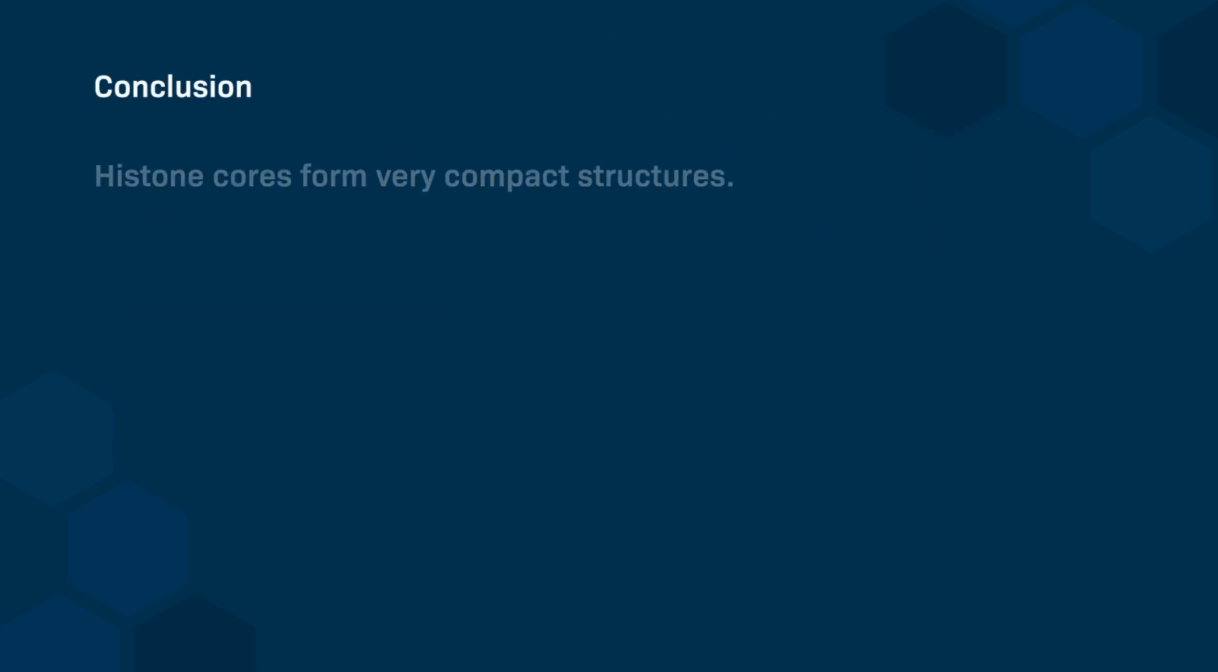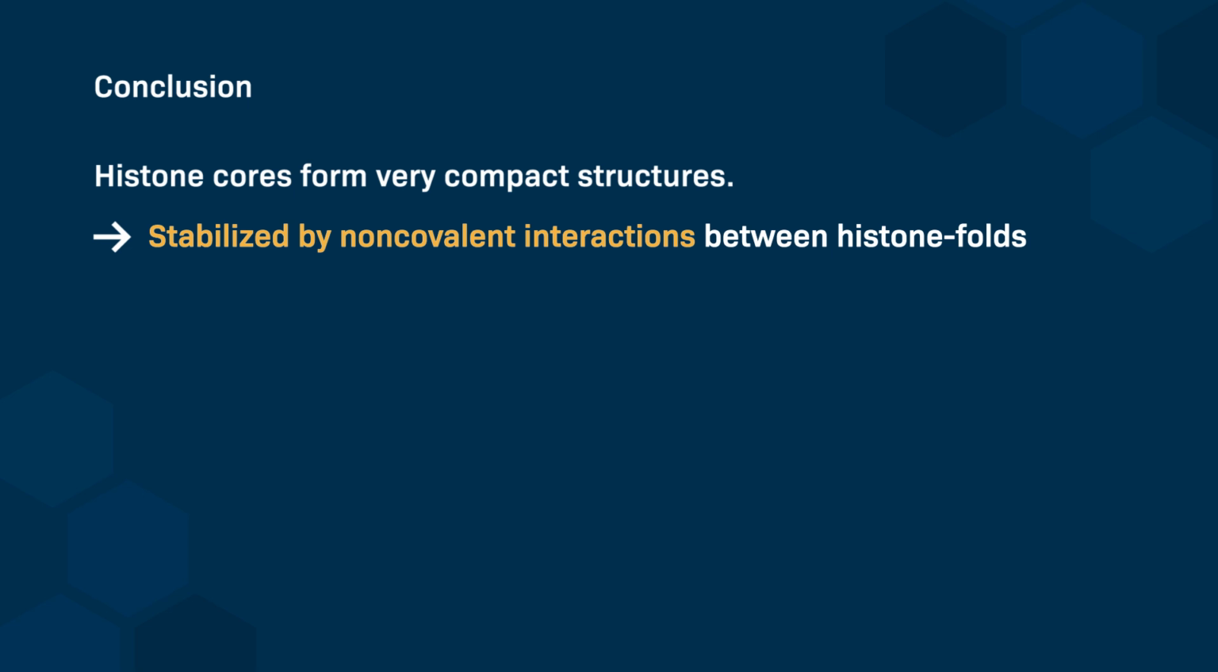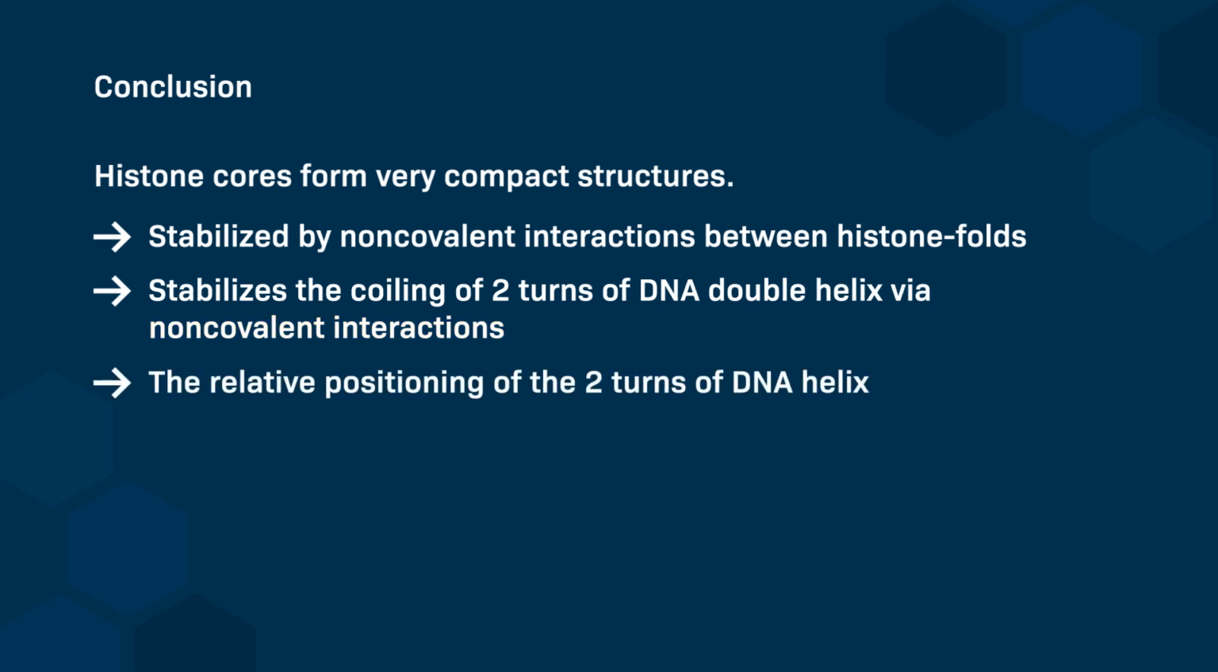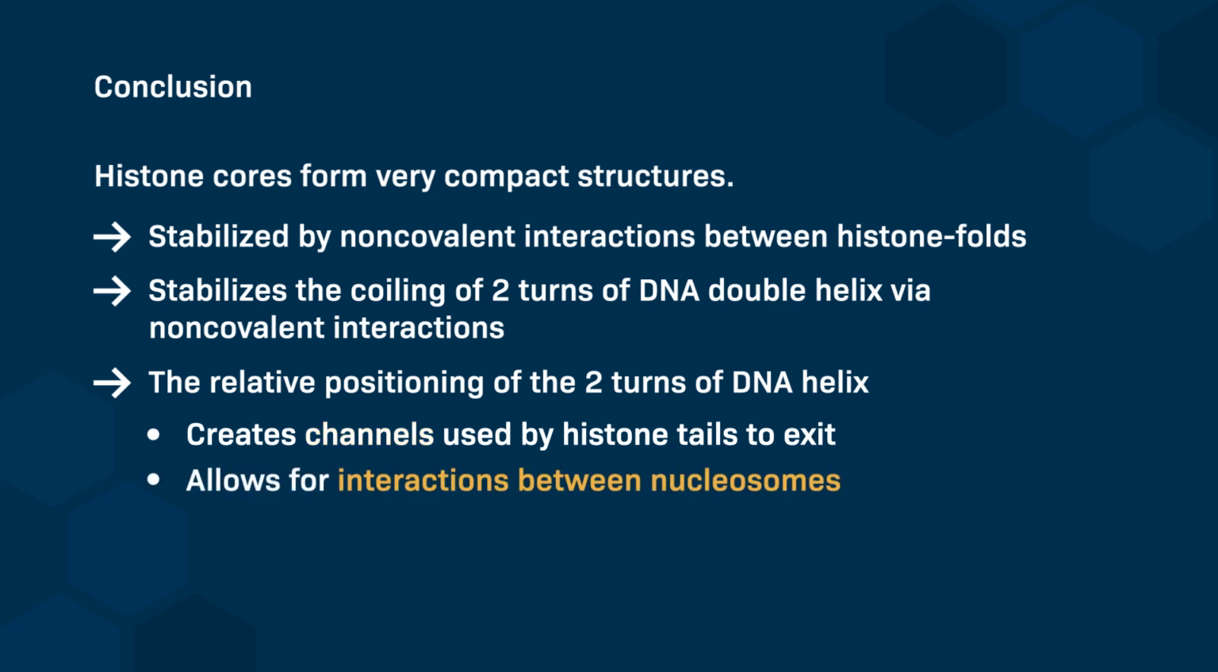In conclusion, histone cores form very compact structures that are stabilized by non-covalent interaction between histone folds, but also stabilize the coiling of 2 turns of DNA double helix through non-covalent interactions. The relative positioning of the 2 turns of DNA creates channels that are used by histone tails to exit and allow for the interaction of the histone tails between nucleosomes.